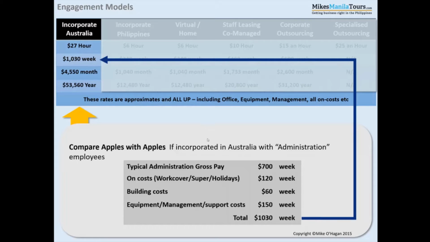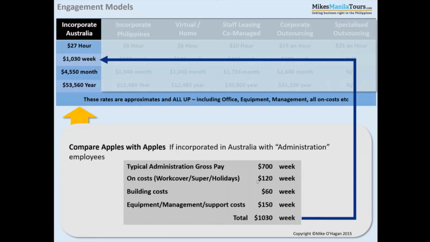So if we talk about this here, we're talking about typical gross pay in Australia of, say, $700 a week, and I know that's low. Now, if you were paying somebody a gross pay of $700 a week, typically you would have on-costs, work cover, super, holidays and all that sort of thing, of an extra $120 a week. I can tell you that a large group of friends and myself took all our businesses, we looked at our building costs, our rents or our payments or whatever our building costs were, we divided it by the number of workers we had in them, and we got a figure of $60 a week. And we also looked at our equipment, our management costs, doing the payroll, support costs, all those things as well. And per worker, that came out to about $150 a week.